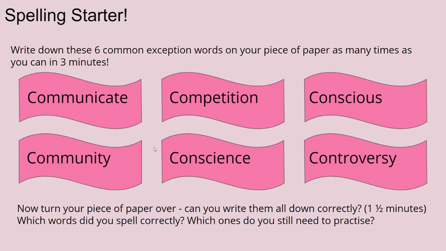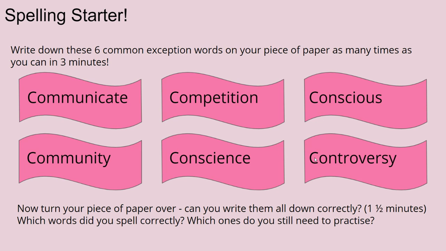So as you know, we always start our lessons with a spelling starter, whereas today we'd like you to look at these 6 words: communicate, competition, conscious, community, conscious, and controversy. Now, if you don't know what any of these words mean, please get yourself a dictionary and write yourself a definition and look it up, and also maybe practice writing it in some sentences too.